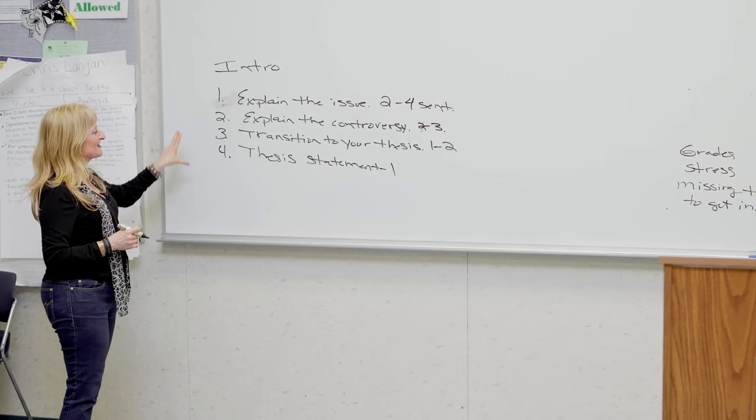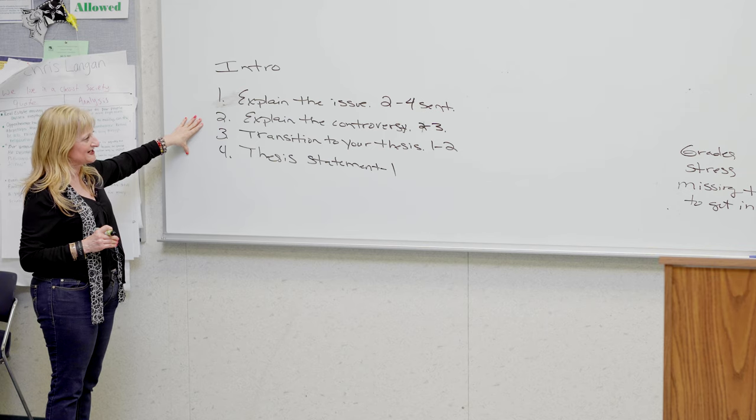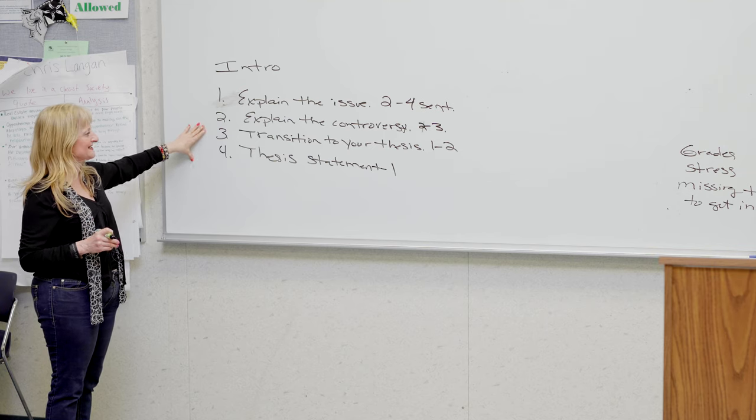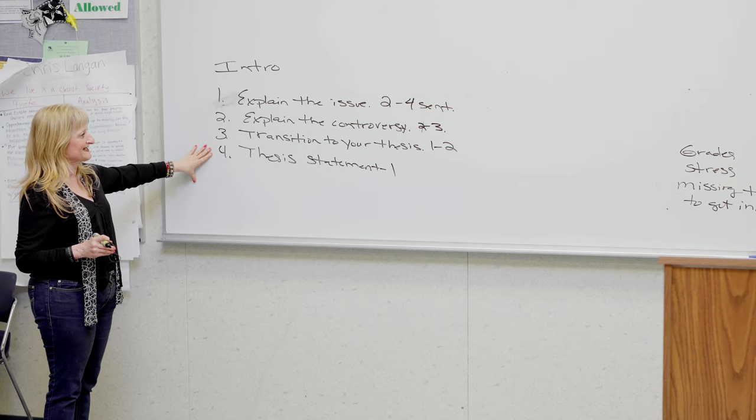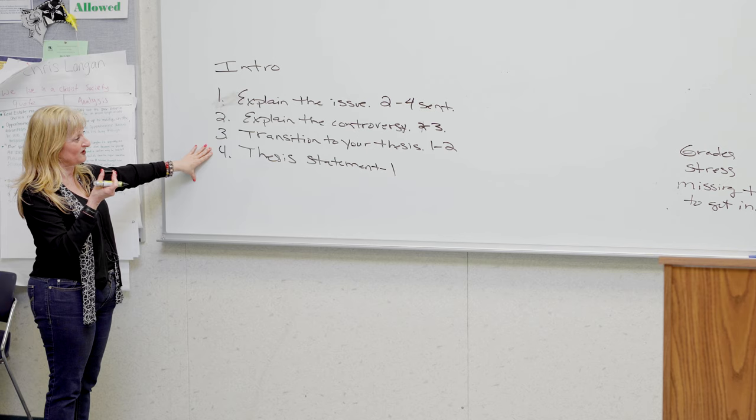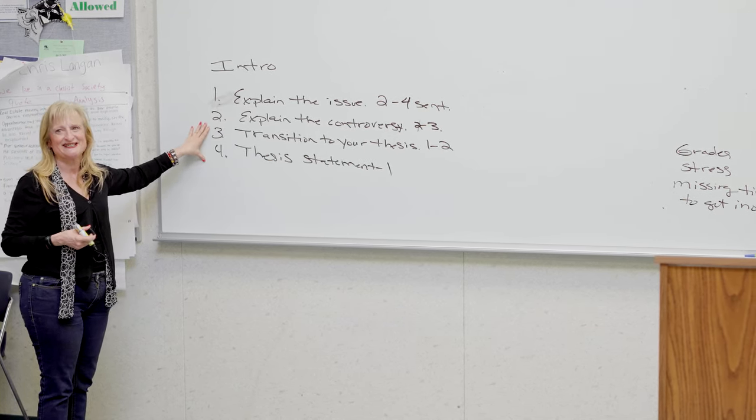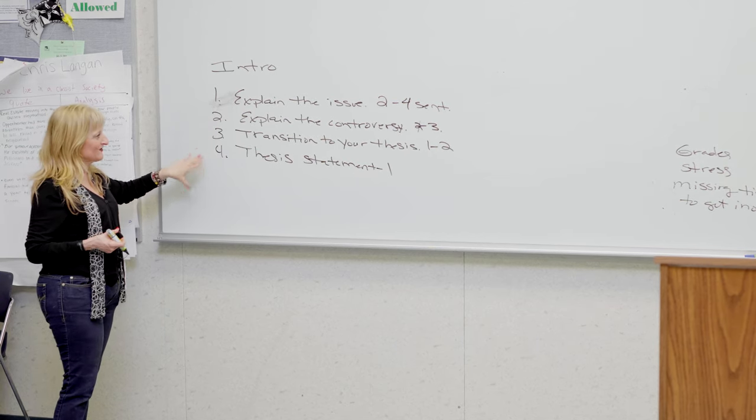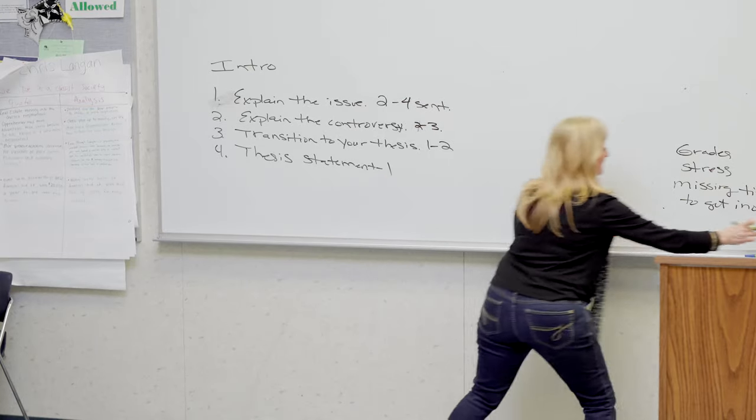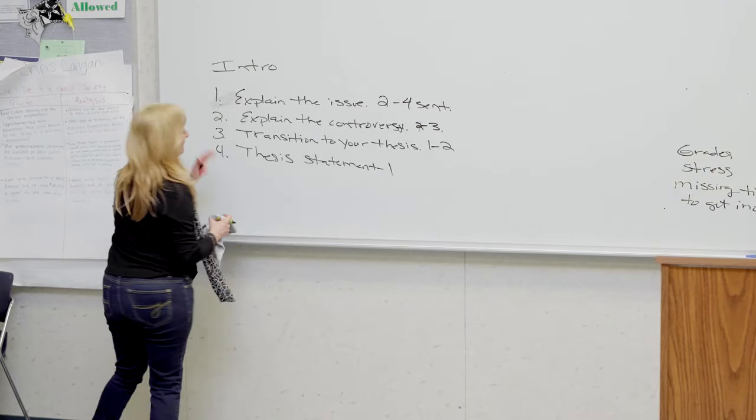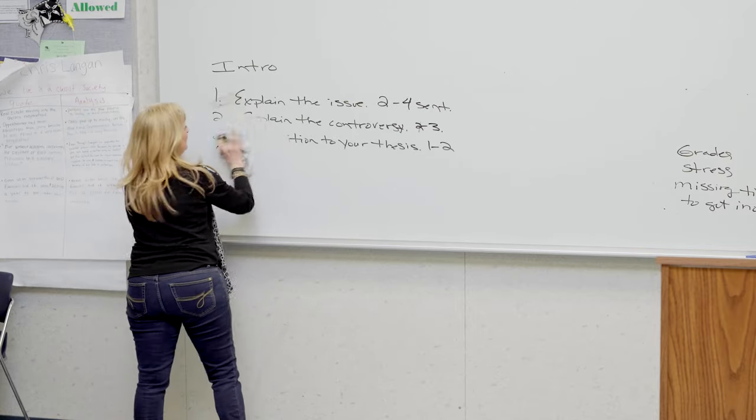Okay, great. So again, explain the issue in about 2 to 4 sentences, explain the controversy in about 2 to 3 sentences, transition to your thesis in about 1 to 2 sentences, and then here's your thesis statement. If you do all that, you've got 6 to 8 sentences. That's pretty standard for this type of essay. So that's the breakdown there. I'm going to erase this because I'm going to go from left to right, so last chance to write that down, I guess.